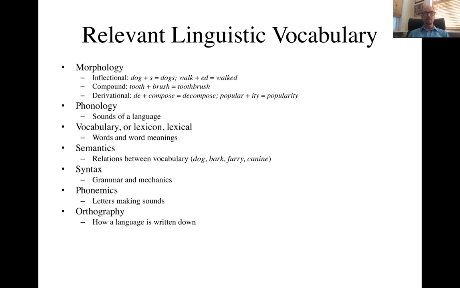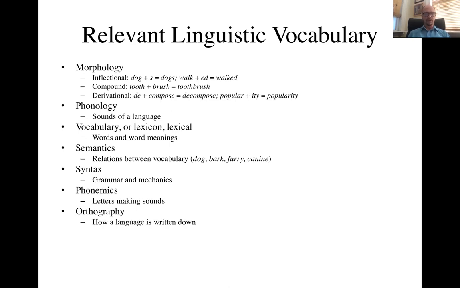From there, you get compound morphology, which is when you just put two root words together to get a new word. Tooth plus brush equals toothbrush. And the most complex is derivational morphology, which is affixation, prefixes and suffixes attached to root words. So D plus compose gets you decompose, popular plus ITY gets you popularity. You often hear the term morphosyntax. That's because in derivational morphology particularly, but also in inflectional, when you add prefixes or suffixes, you change the part of speech that the word represents, and you also change its meaning.